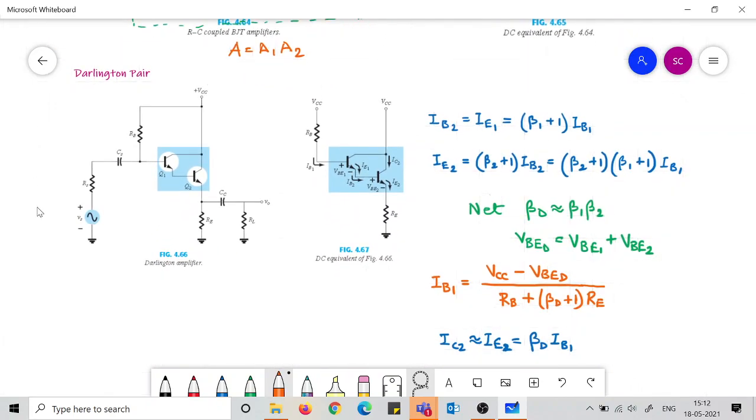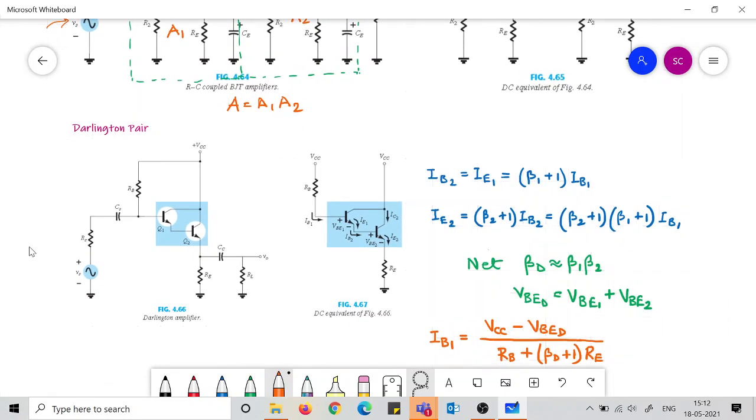The second multiple BJT network is a very important connection, a very important configuration. This is known as the Darlington pair. It has been given a specific name, I think based on the inventor. So this is called a Darlington pair. What is happening here? You see that two BJTs are connected in this manner.